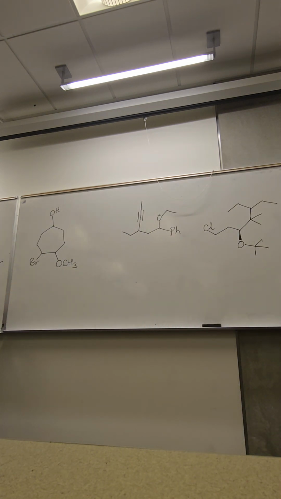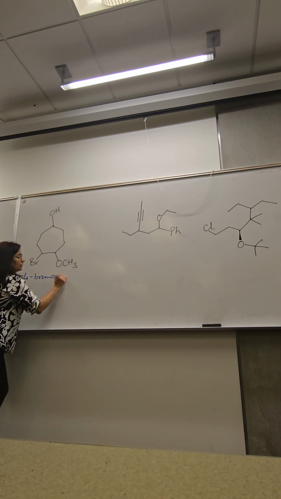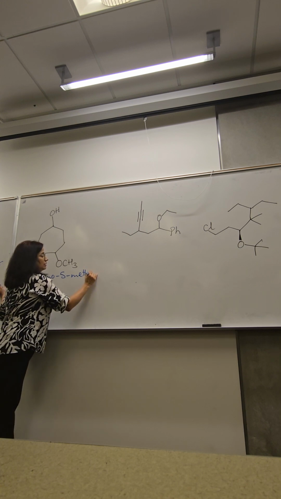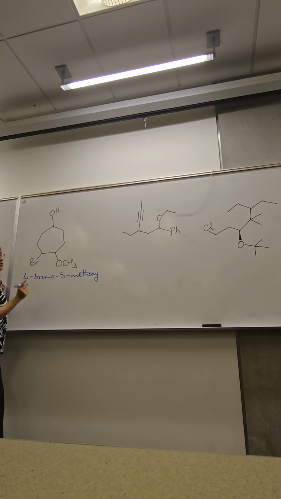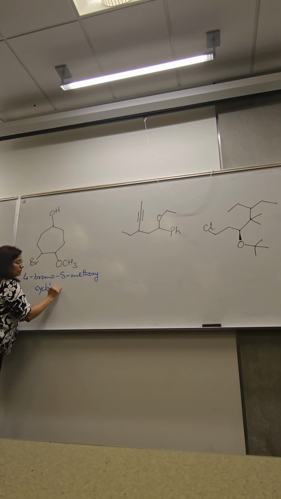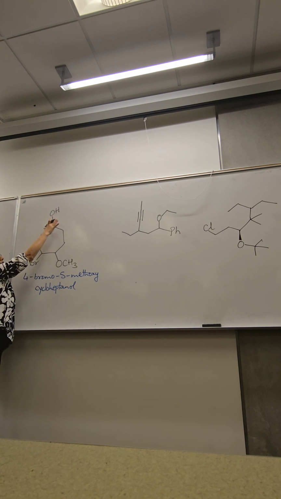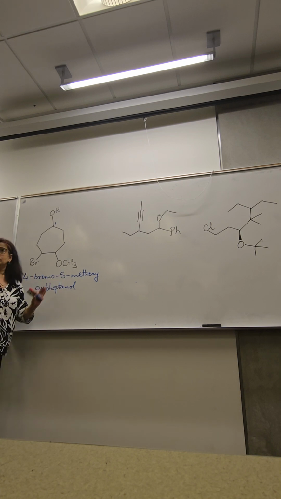4-bromo, 5-methoxy, cyclopentanol. Do you all agree? Everybody agrees? What do you think it should be? Cycloheptanol. Do you all agree? So the parent is again the alcohol. This is not the parent. So you have to start numbering from there because it's a cyclic system, and then find the smallest combination. Everybody okay with that?